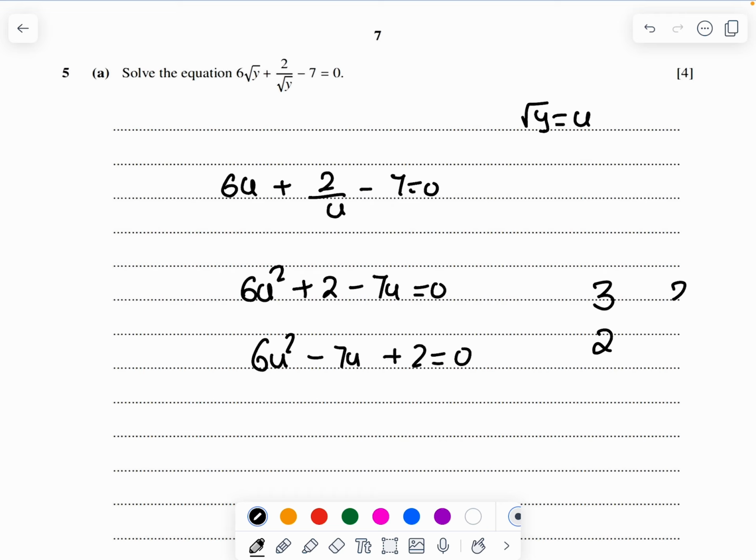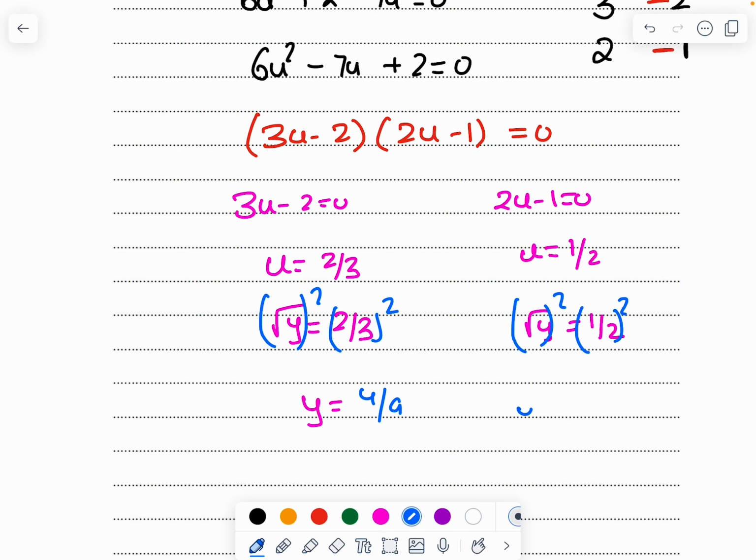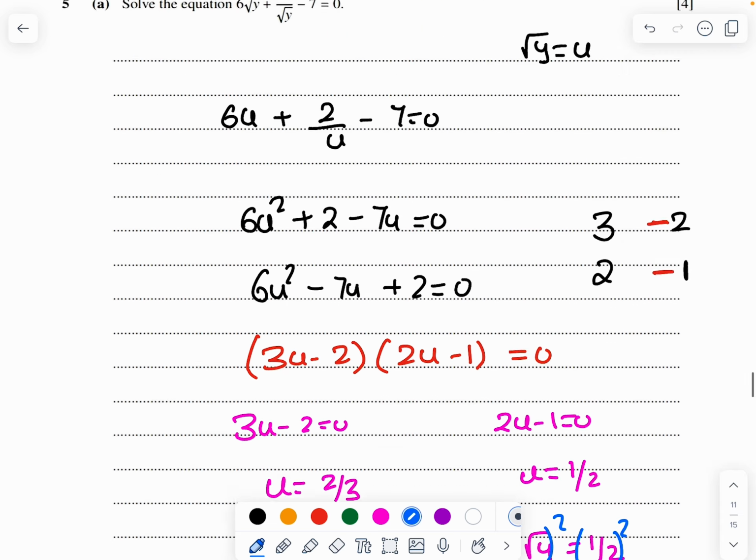So it becomes 3u minus 2, 2u minus 1 equals to 0. So 3u minus 2 equals to 0, u equals to 2 upon 3. 2u minus 1 equals to 0, u equals to 1 upon 2. But what is u? U is square root y. Square root y equals to 1 upon 2. So y equals to, squaring on both sides, so it becomes 4 upon 9. Y equals to 1 upon 4.